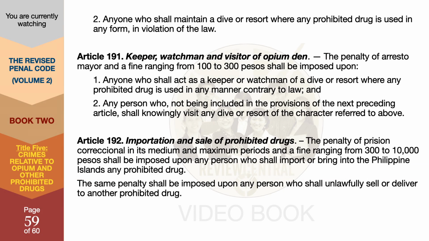2. Anyone who shall maintain a dive or resort where any prohibited drug is used in any form, in violation of the law. Article 191. Keeper, watchman and visitor of opium den. The penalty of arresto mayor and a fine ranging from 100 to 300 pesos shall be imposed upon 1. Anyone who shall act as a keeper or watchman of a dive or resort where any prohibited drug is used in any manner contrary to law, and 2. Any person who, not being included in the provisions of the next preceding article, shall knowingly visit any dive or resort of the character referred to above.